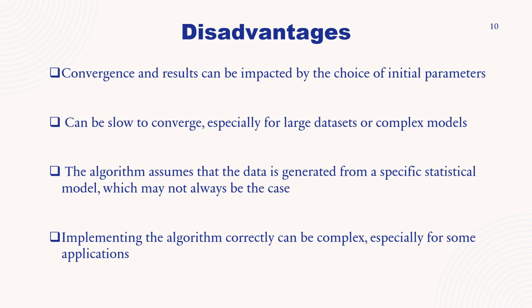Some of its disadvantages are that convergence and results can be impacted by the choice of initial parameters. It can also be slow to converge, especially for large datasets or complex models. The algorithm assumes that the data is generated from a specific statistical model, which may not always be the case. And lastly, implementing the algorithm correctly can be complex, especially for some applications.